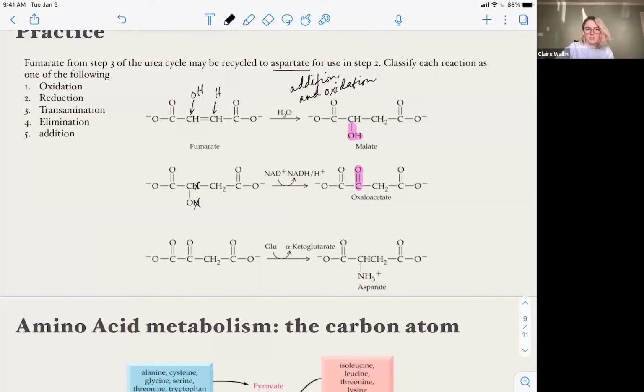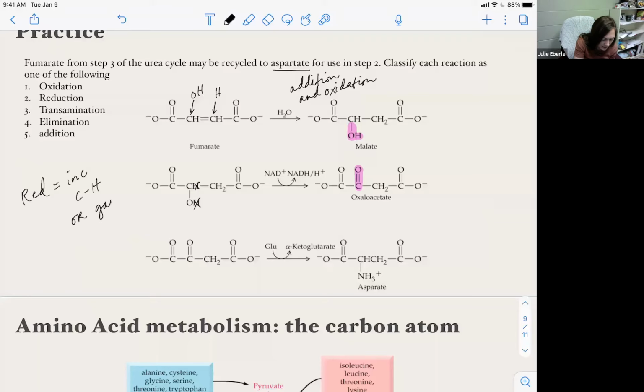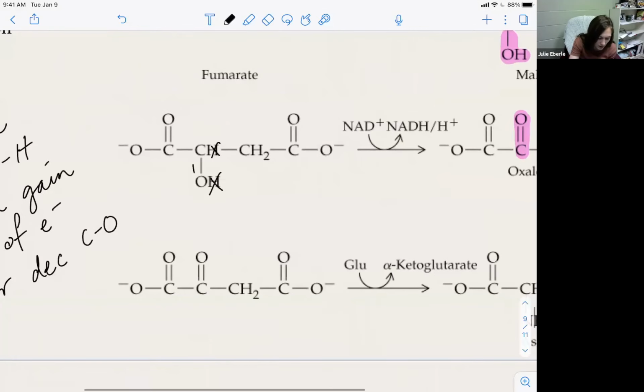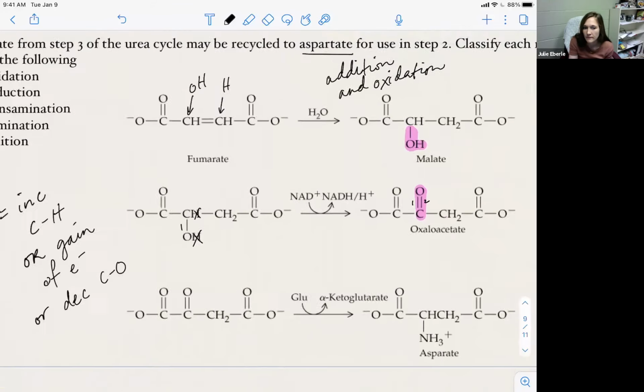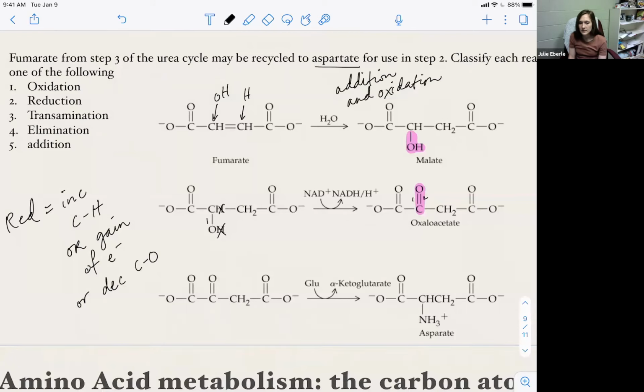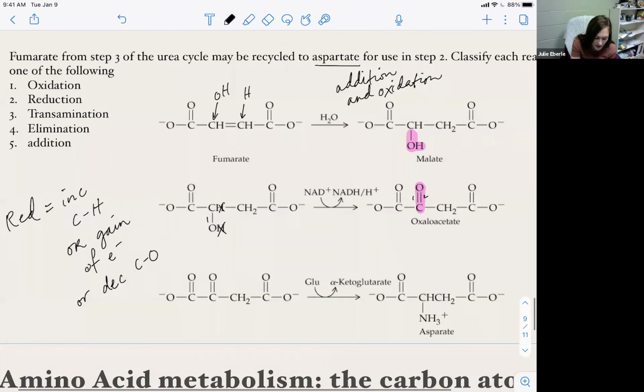Is it reduction? So reduction increases the number of carbon hydrogen bonds, or it's the gain of electrons, or it decreases carbon oxygen bonds. So we're actually increasing carbon oxygen bonds here. We go from this having 1 carbon oxygen bond to 2 carbon oxygen bonds. So this would for sure be oxidation.